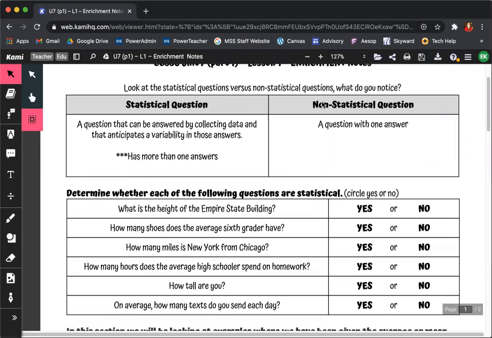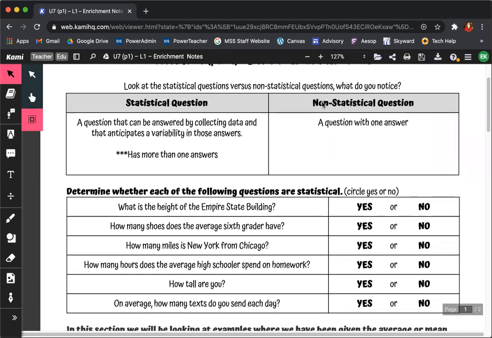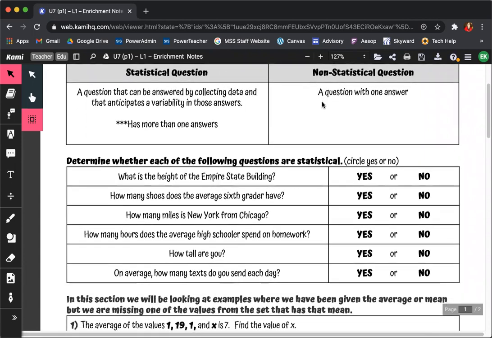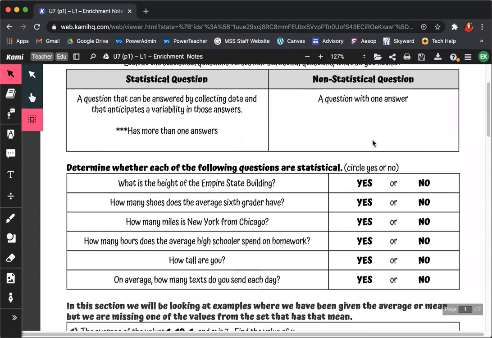So first, what makes something statistical versus non-statistical? A statistical question is a question that can be answered by collecting data that anticipates a variability in those answers. So specifically, you're looking at something that has more than one answer. Non-statistical is a question with one answer.